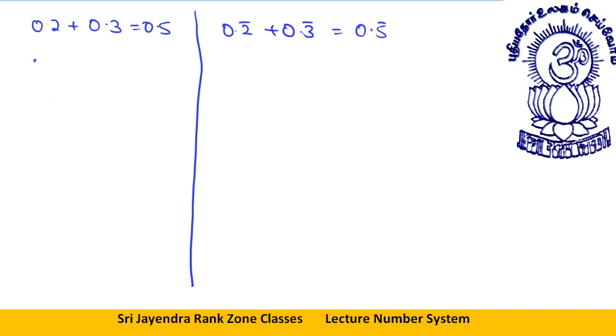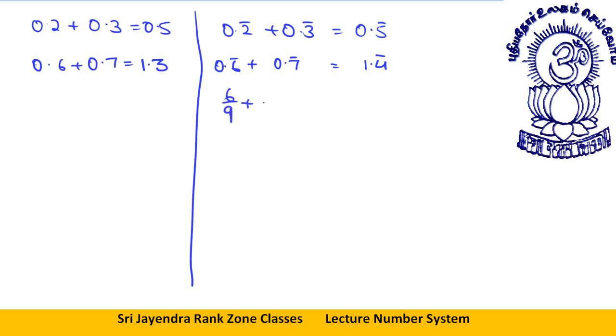Now let's see a variation. Suppose I say 0.6 plus 0.7, you already know that will be 1.3. Now again, if I write 0.6 bar plus 0.7 bar, this time it won't be 1.3 bar, but it will be 1.4 bar. Let me show you how this comes.